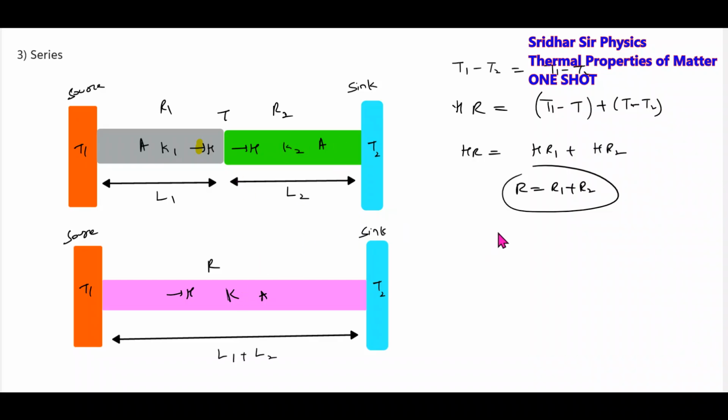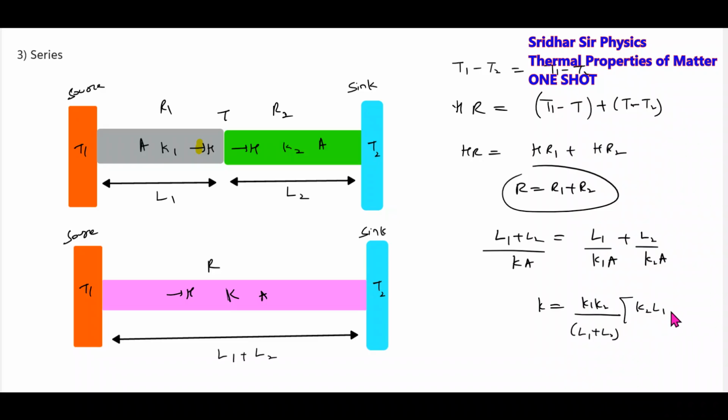What is the effective thermal conductivity? The effective thermal conductivity: (L1 plus L2) by Ka is equal to L1 by K1A plus L2 by K2A. You can remember these things, very useful for you. So what will be the thermal conductivity of this rod? Equal to this much here.